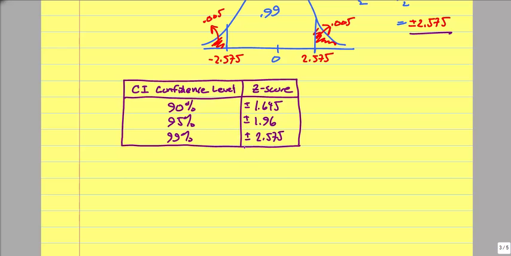So these are z-scores that we use often enough that you'll want to have them memorized. Now, having said that, if you're given a problem that says, what if I'm 92% confident? You should be able to find that confidence factor, that z-score, using the methods that we did right up here with the normal table.